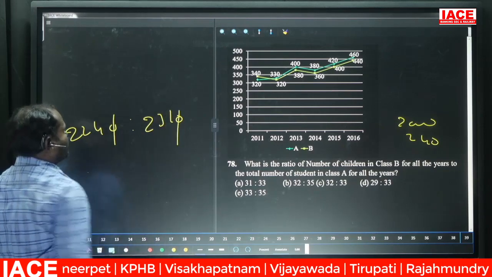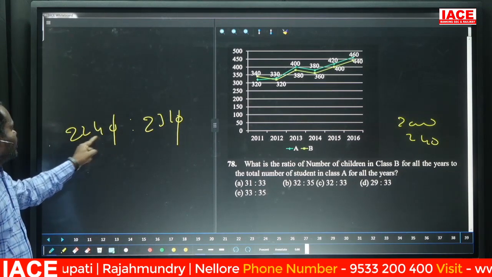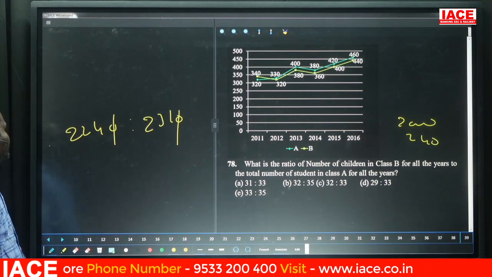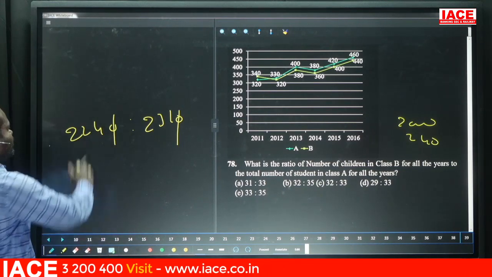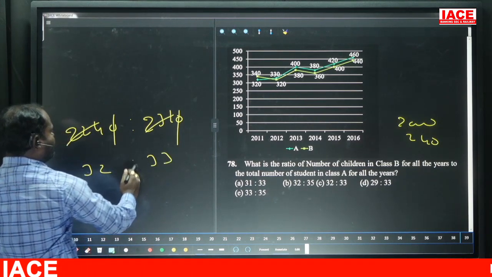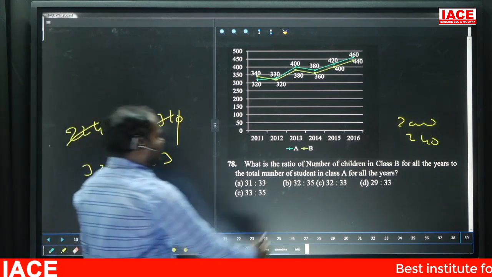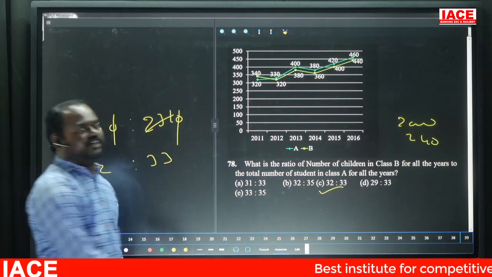The question is asking the ratio. We can cancel 2 4. We can't cancel the 3 table. Can we cancel in the 7 table? 7 3s are 21. 7 2s are 14. So the ratio is 32 is to 33, nothing but option C. Option C, 32 is to 33.